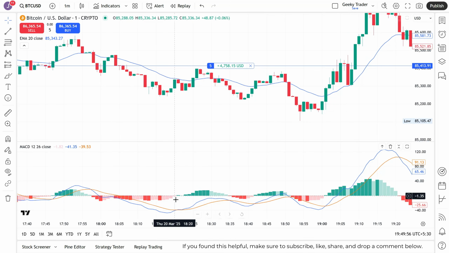Now, let's take a moment to analyze false signals in this strategy so that we can avoid entering weak trades and improve our accuracy. Look at this example.